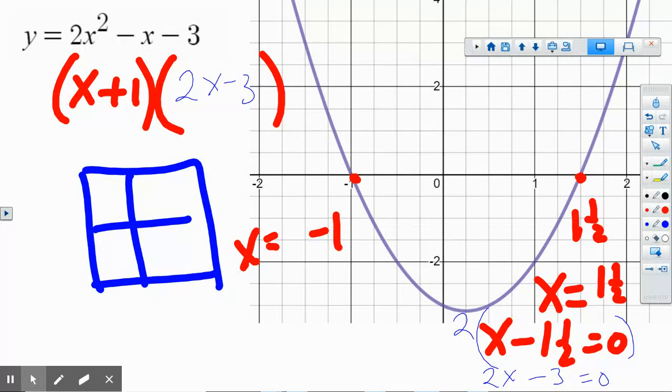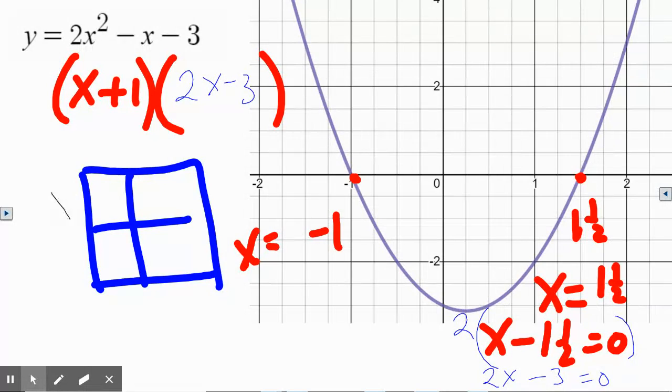If we did it with an x minus 1.5, x times x would be equal to x squared instead of 2x squared. So let's think about this for another second. We knew that one of the factors was x plus 1. We also know that there's a 2x squared and a minus 3.